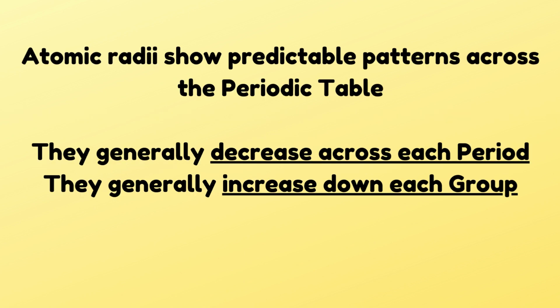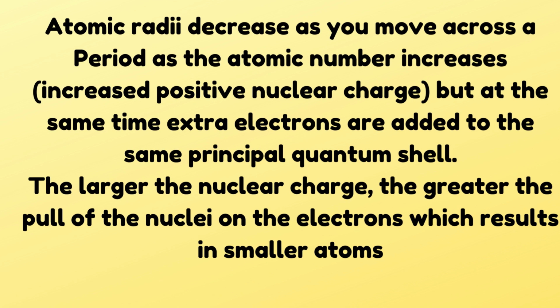And atomic radii show predictable patterns across the periodic table. They generally decrease across each period. Now the reason for that. The atomic radii decrease as you move across a period. As the atomic number increases, remember this point, there will be increased positive nuclear charge.